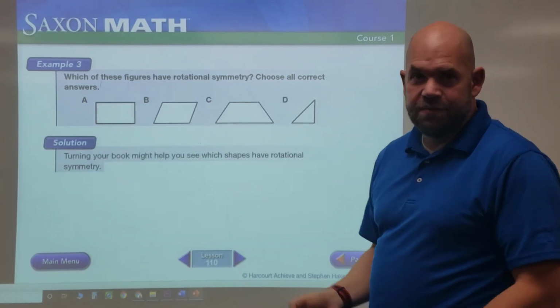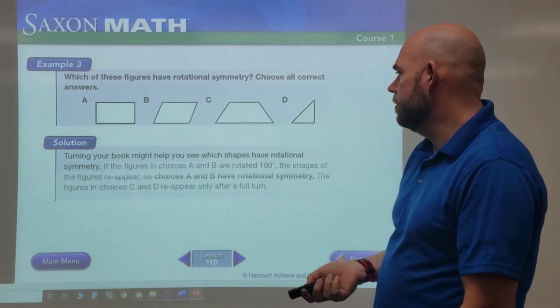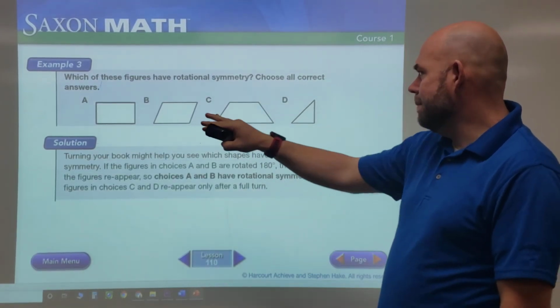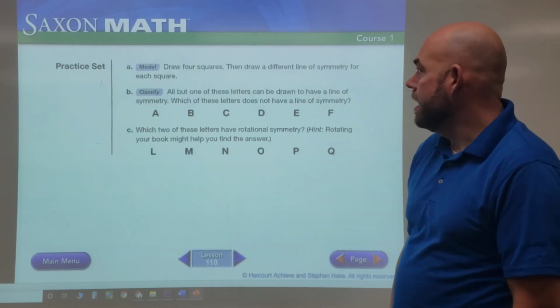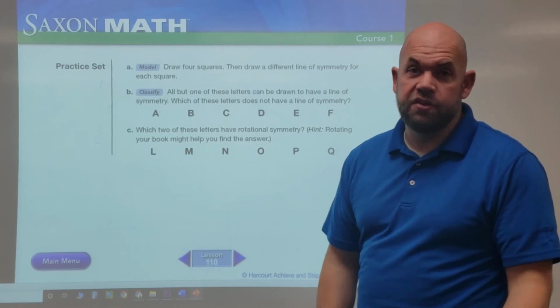And if you have this in your book, you can just rotate your book to see if it looks the same. So that's an easy way to do that. In this one, A and B have rotational symmetry. And that's it. This is a quick lesson today. We're just going to practice looking at symmetry and rotational symmetry.